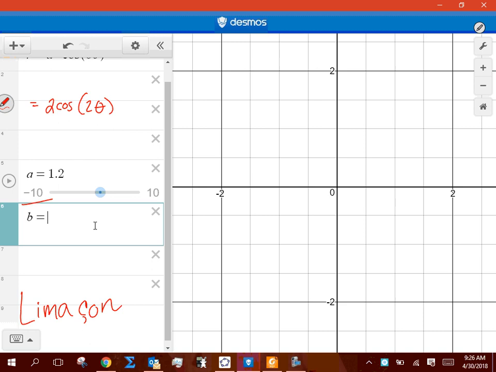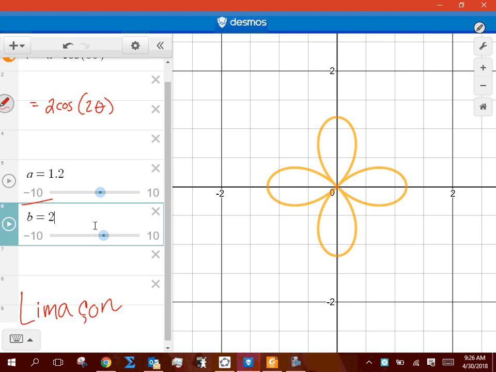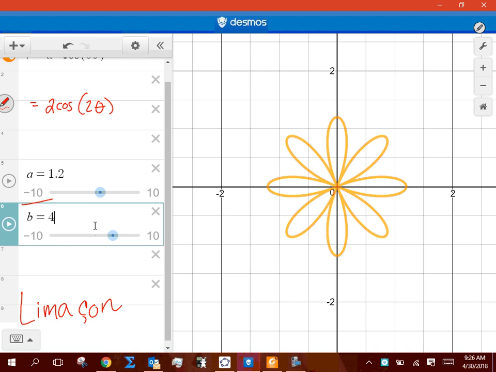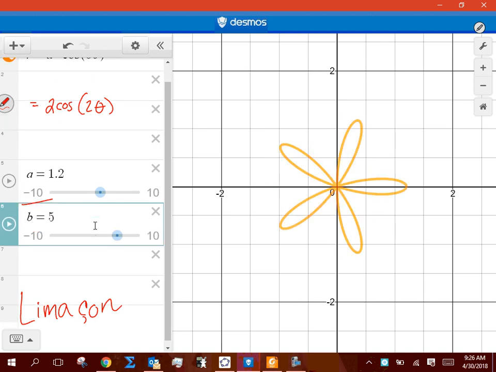With 2, I have 4 petals. With 3, I have 3 petals. With 4, I have 8 petals, right? But with 5, I'm going back to 5 petals.